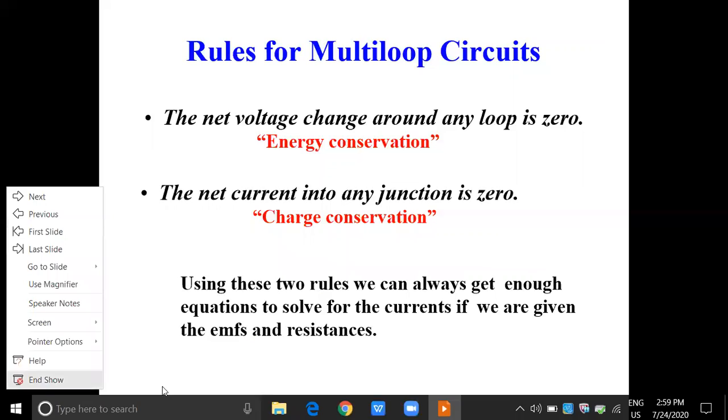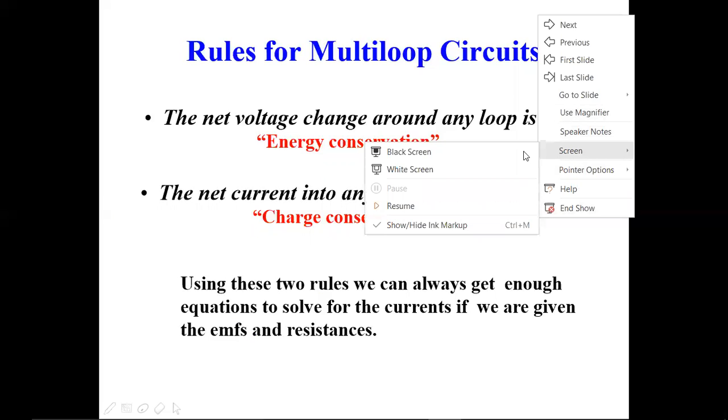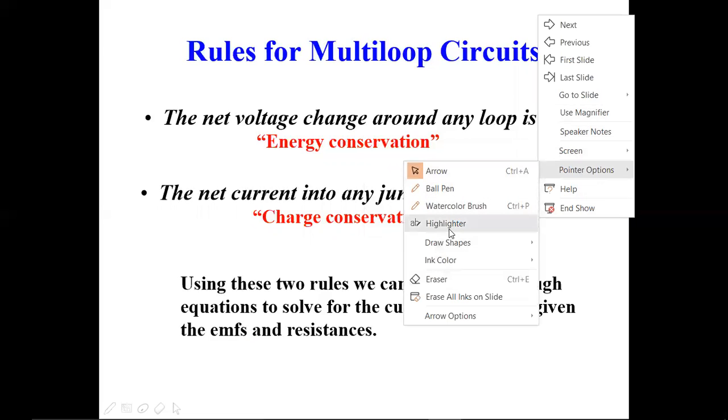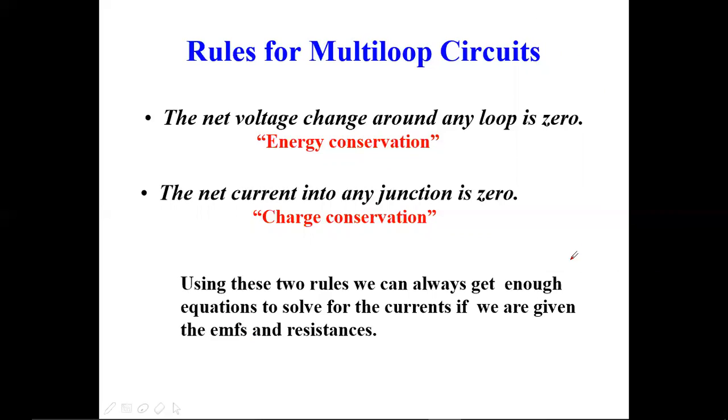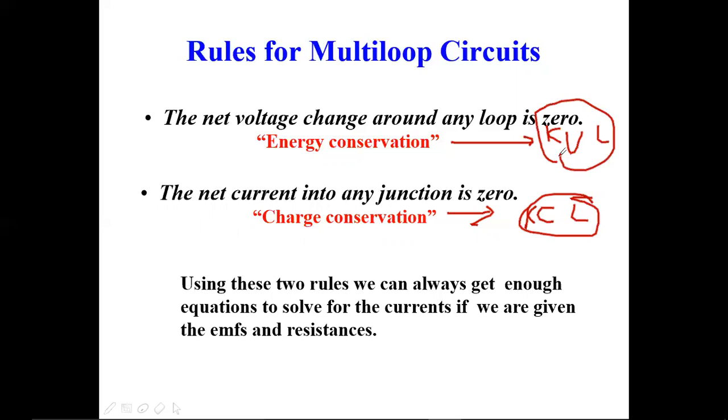Let me add my marker. Energy conservation is nothing but KVL. Charge conservation is nothing but KCL. The definition of KCL: the current entering a node is equal to the current leaving that node. In a closed loop of any circuit, the summation of voltage drops and the summation of EMFs should be equal to zero. That is the definition of KVL, as you already know.